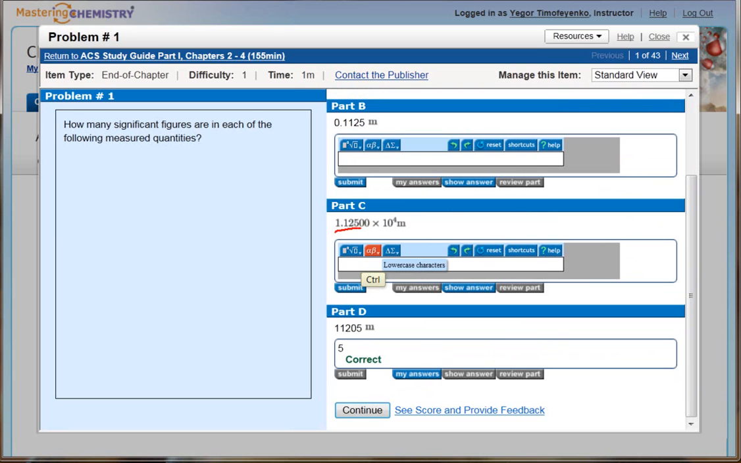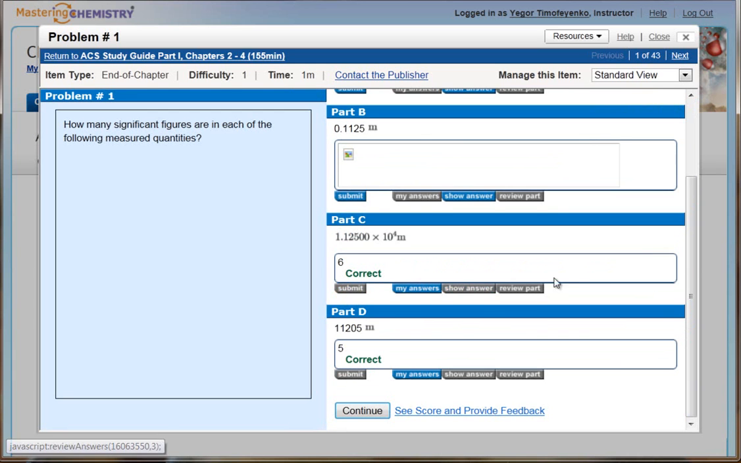If you look at this particular number, we see that we bracket our set of numbers, so we have 2 zeros in the back. Zeros after the set of numbers are always significant, therefore we have 1, 2, 3, 4, 5, 6 significant figures. That's correct.